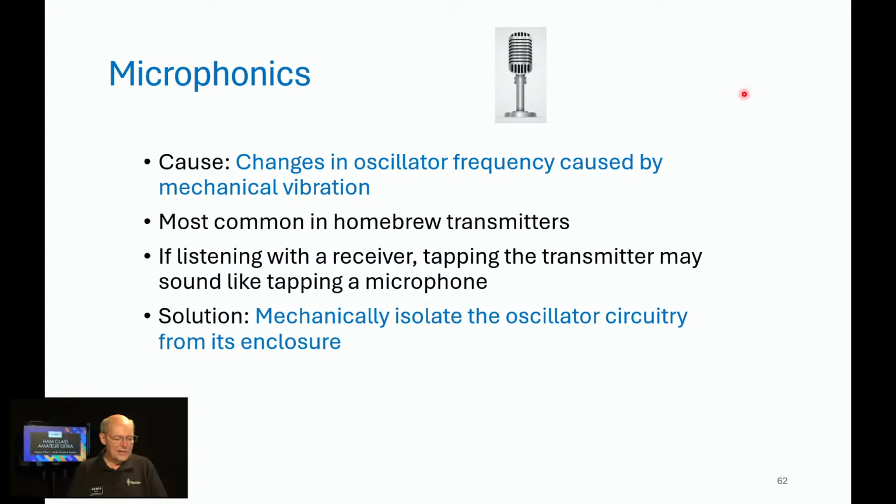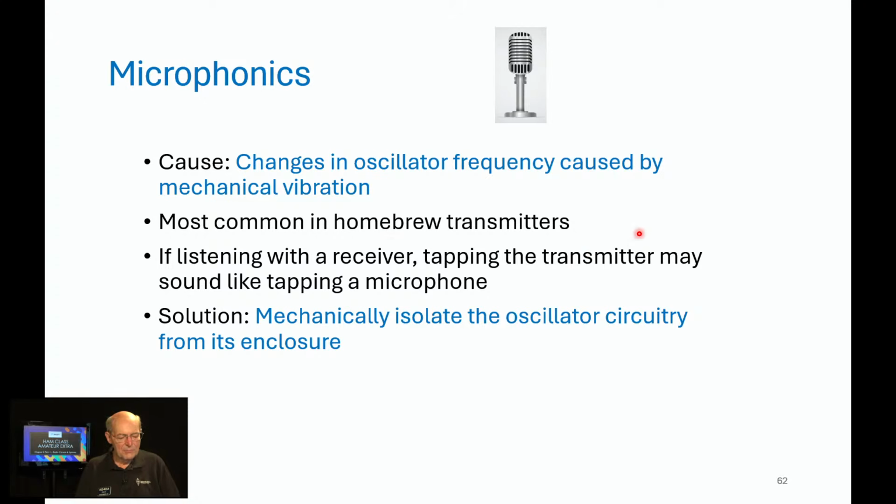Microphonics, now this is kind of interesting. If you tap a microphone, you normally hear it in the speaker, right? Well, if you tap an oscillator circuit, sometimes you can hear it act like a microphone. If that happens, that's called a microphonic. It's caused by changes in oscillator frequency caused by mechanical vibration. So the slight changes in capacitance that occur when you flex the metal around the oscillator or bang on an oscillator tube, sometimes you can get these microphonic responses, which are undesirable.